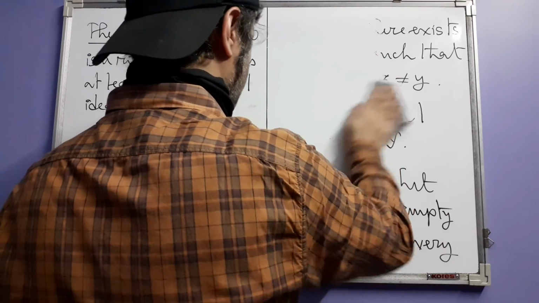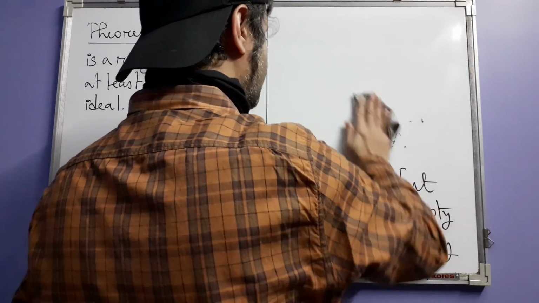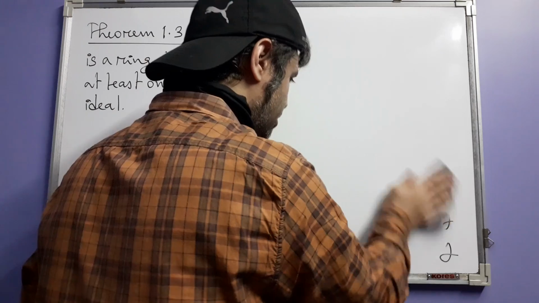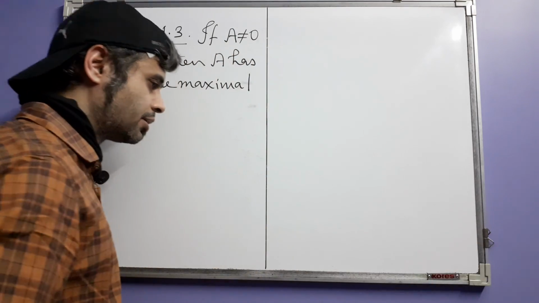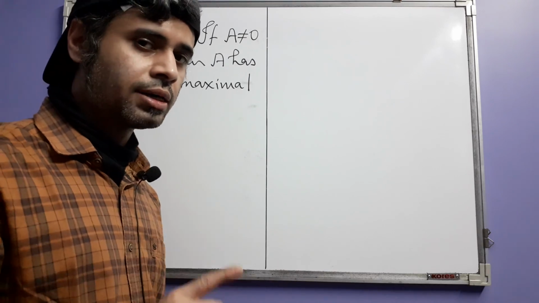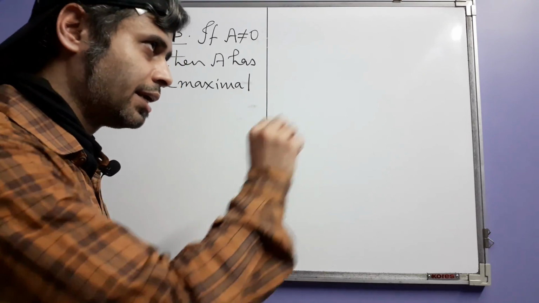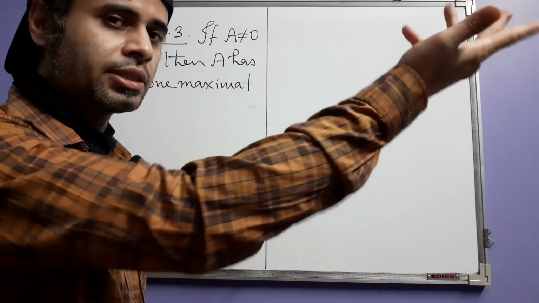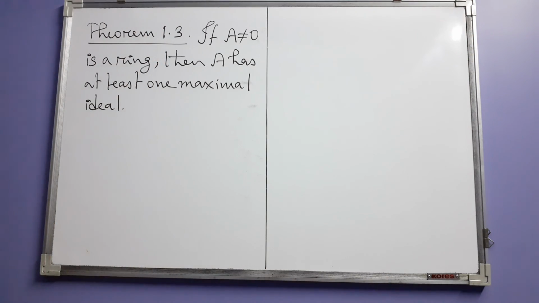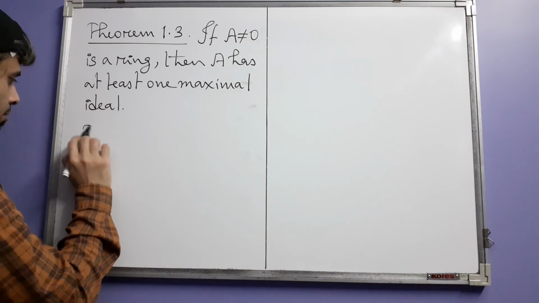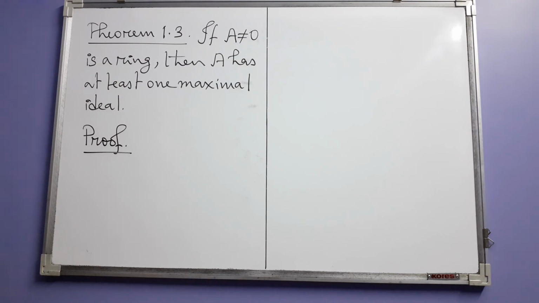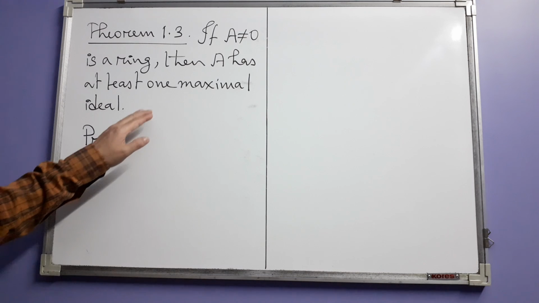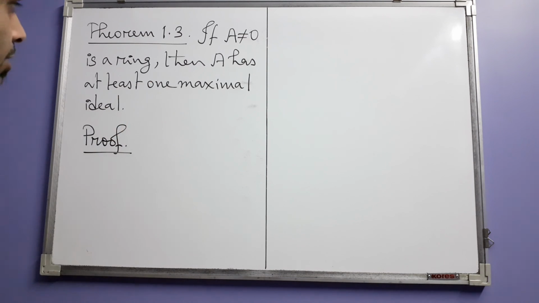Let me repeat once more. In a partially ordered set that is non-empty, if every chain has an upper bound, then the partially ordered set must have at least one maximal element, like that leaf where you reach and beyond that you cannot go. Proof. Okay, so A is a non-zero ring. We have to prove that A has at least one maximal ideal.